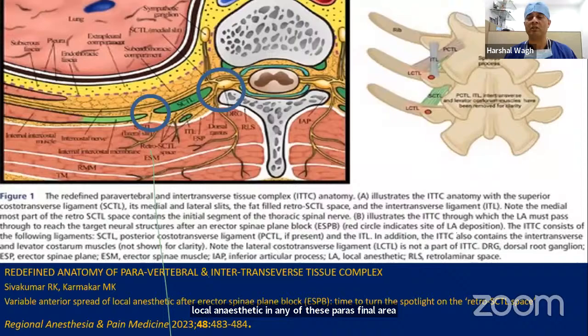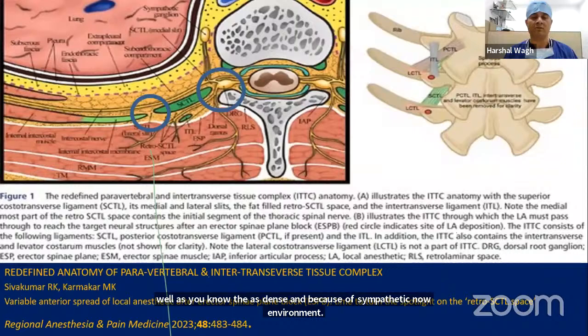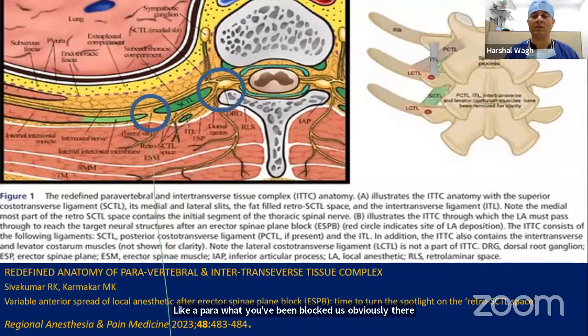So either it's an MTP block, or an ITP block, or a retrolaminar, or an erector spinae plane block. These slits help local anesthetic seep through into the paravertebral space and then give anterior analgesia as well as dense anesthesia because of sympathetic nerve involvement, like a paravertebral block. Obviously, more studies are coming, but this is what the recent anatomical changes have been in terms of the paraspinal blocks and their good pain relief, almost comparable to a paravertebral block.